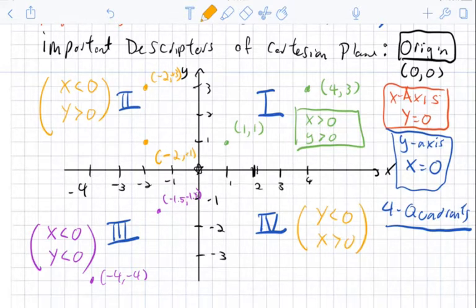Quadrants don't show up as descriptors all that much, but sometimes when we're talking about which region a certain point is in, we might say, oh, that's in the second quadrant, not the fourth quadrant, or that's in the third quadrant. So it's a descriptor that we use, like talking about north, south, east, west. You divide the Cartesian plane into quadrants, and that helps us describe where points are. It doesn't get used very often, but it is a helpful thing to understand because it does come up once in a while.